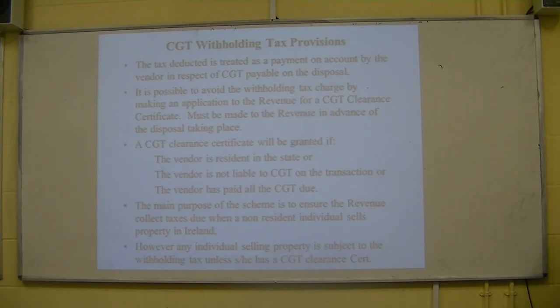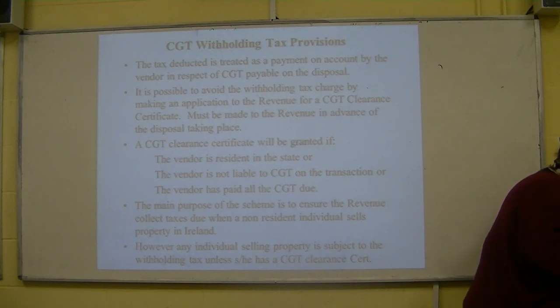The main aim is for people who are not living in Ireland, the purchaser must deduct the tax, so Revenue are at least getting 15%, even if they make no other return. They've got 15% of the liability anyway, even though they should be getting 33%. Okay, then transactions between spouses.